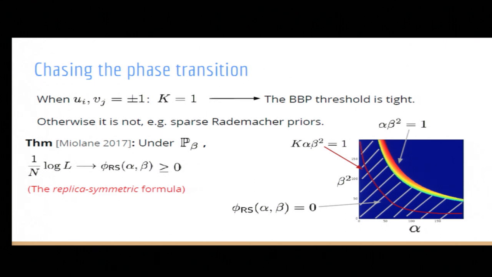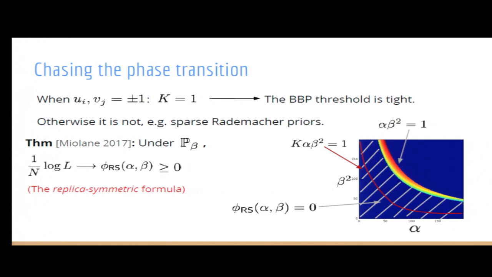So if this function is 0 in the phase space, alpha and beta squared, that tells you that log L should be of more or less constant order, at least it doesn't grow linearly with n. And when phi is strictly greater than 0, then log L will grow with n, and detection will be easy. So we can just look at this function, and it'll tell us a certain phase diagram.